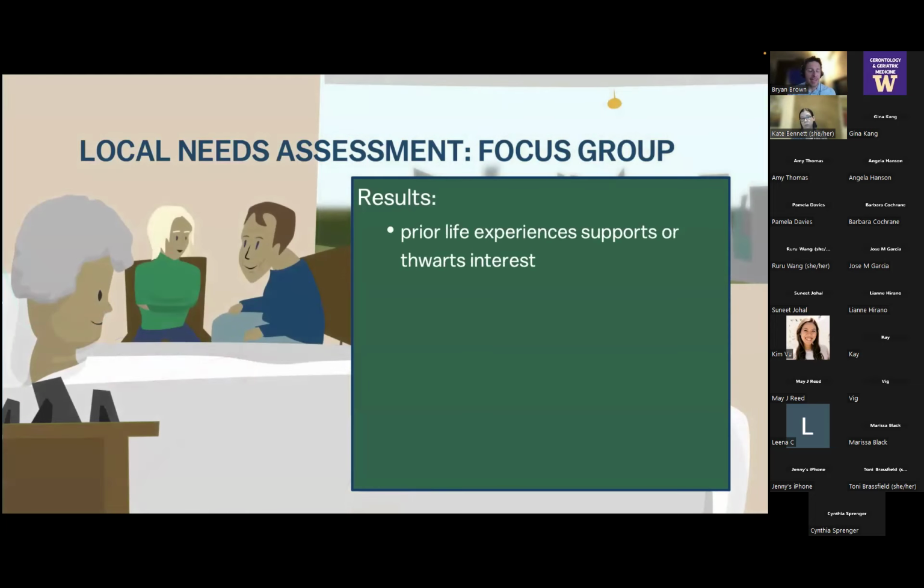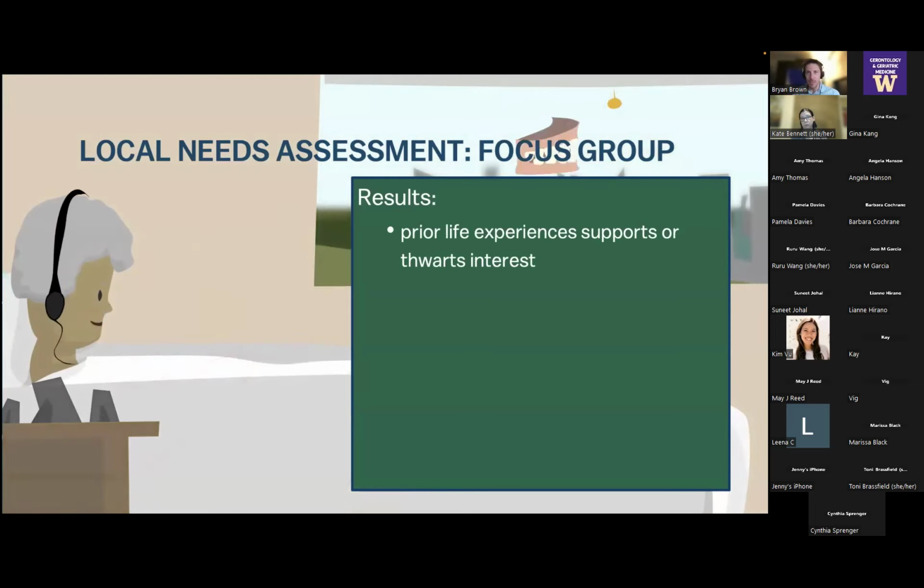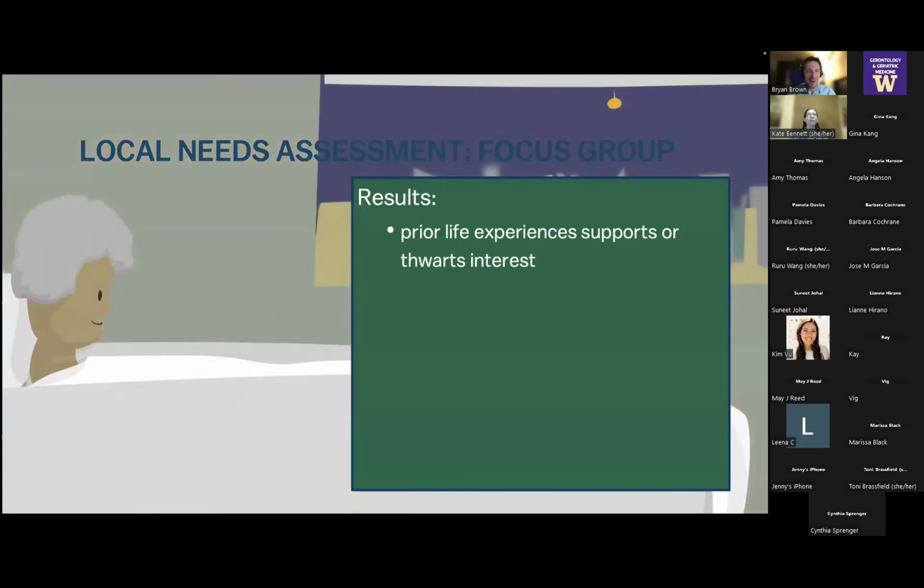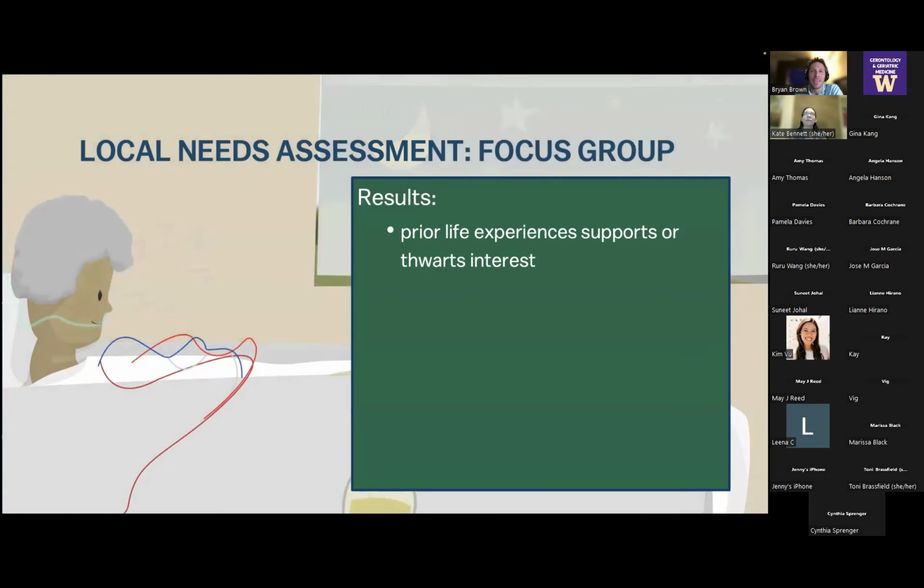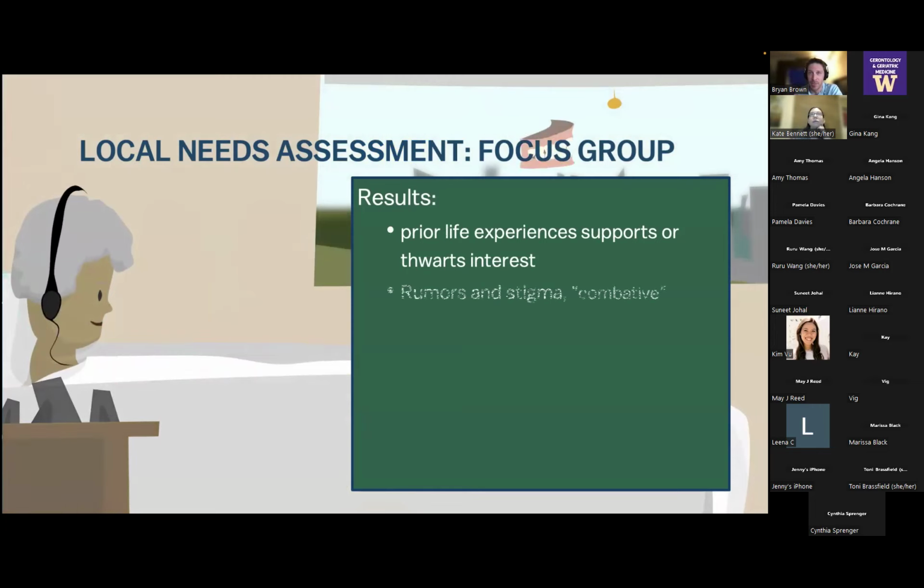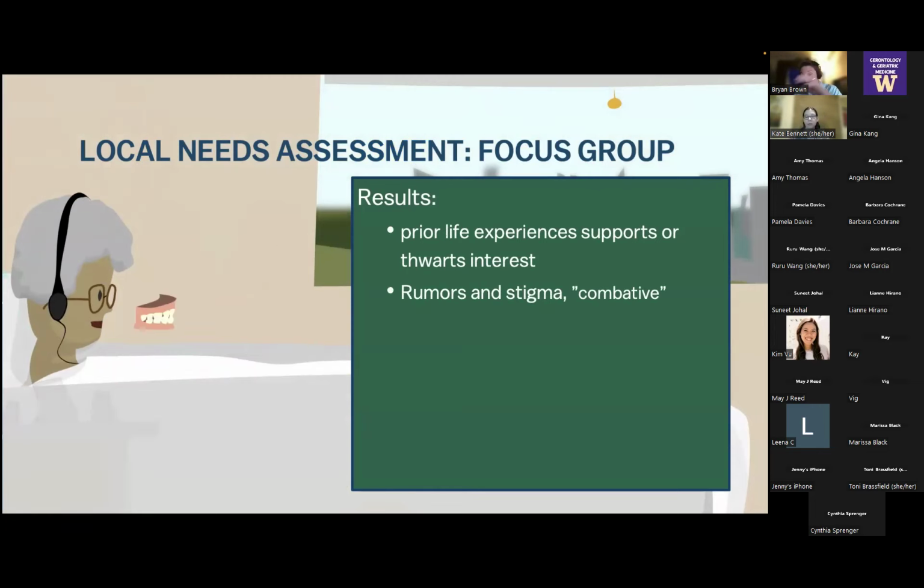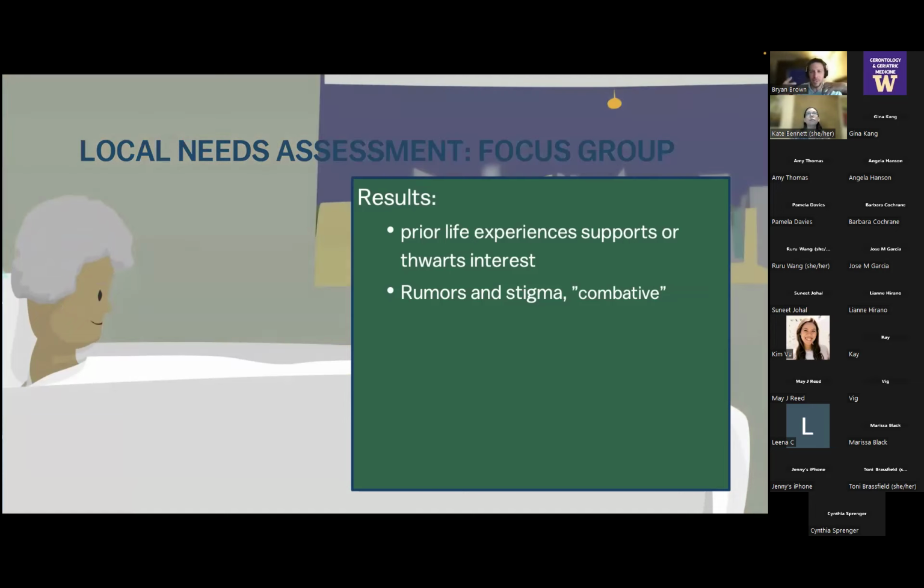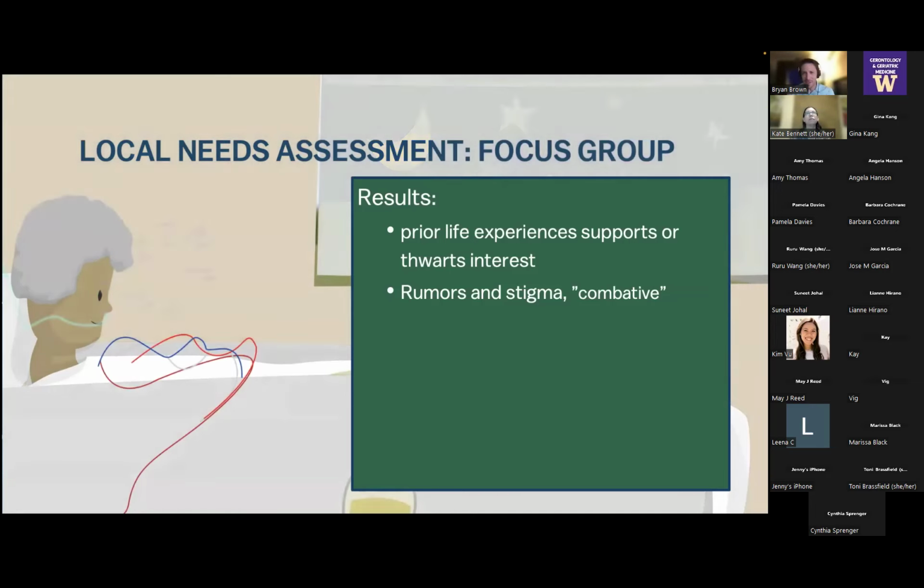So the results of that, just some quick highlights when we looked at the themes from this. And again, Dr. Kang was involved in this because we actually met in a qualitative research class, and so this was part of our work. Prior life experiences definitely support or thwart interest, and we'll see some more quotes from that in a moment. Again, just like the general needs assessment, there was definitely some aspect of rumors and stigma, focusing on older adults being combative and things like that.